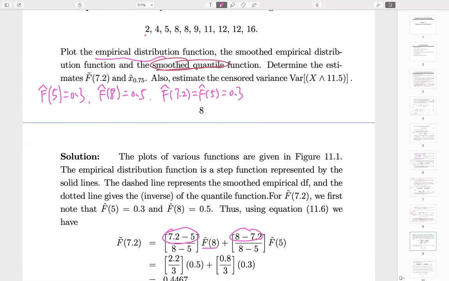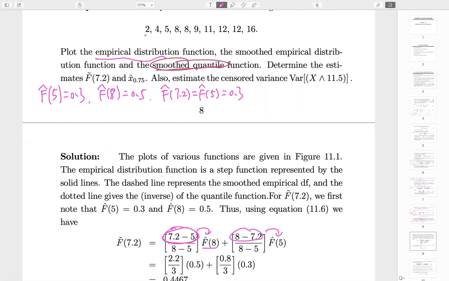The reason why you apply that is, say here 7.2. 7.2 is closer to 8. So you apply more weight to F at 8, and less weight to F at 5 because 7.2 is rather further away from 5.